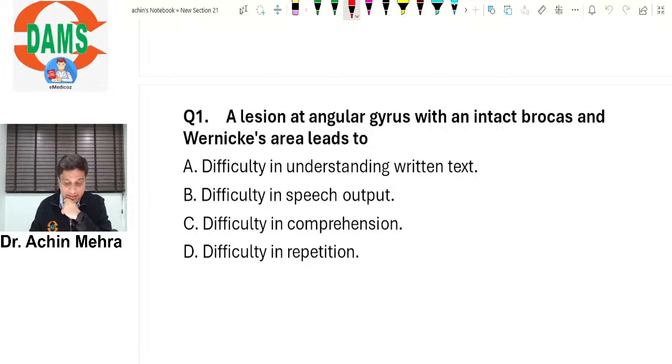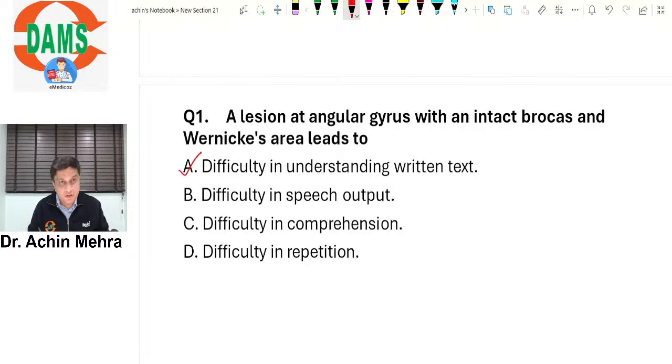A lesion at the angular gyrus with an intact Broca's and Wernicke's leads to what? Angular gyrus lesion results in what kind of aphasia? There's no option given like naming. If you remember the angular gyrus from physiology, the left one especially is supposed to read what you have written in front of you. Any word that you are reading and understanding is done by your left angular gyrus. So my patient's speech output, comprehension, repetition is not a problem. There's a difficulty in understanding the written text in front of you.